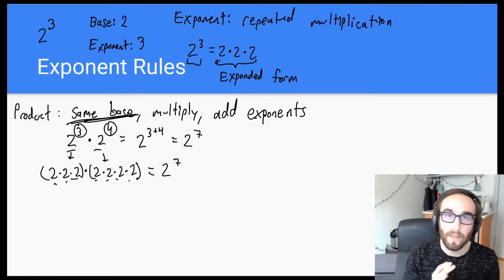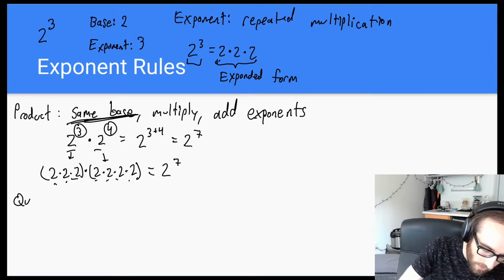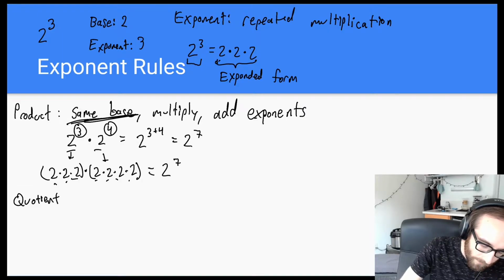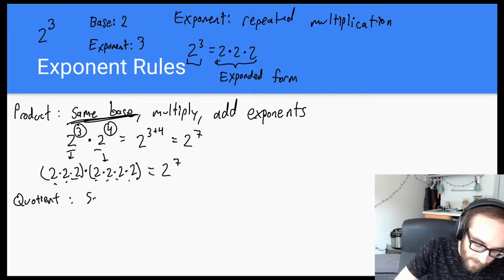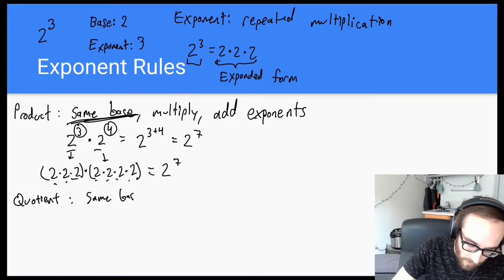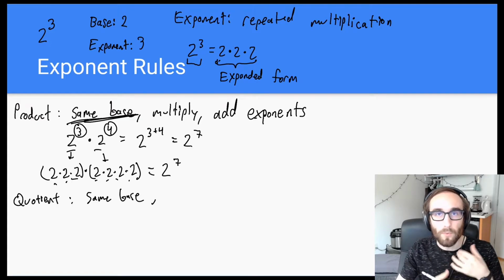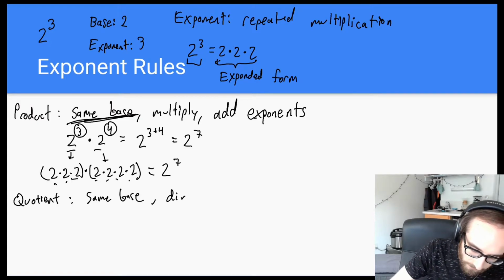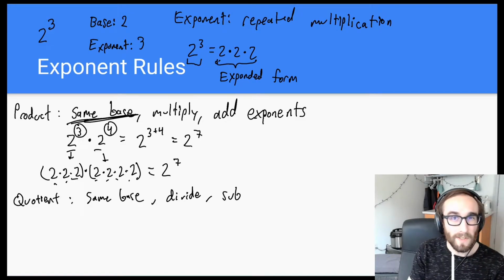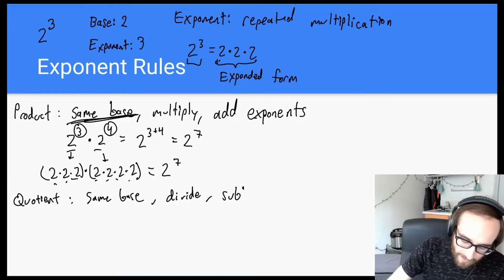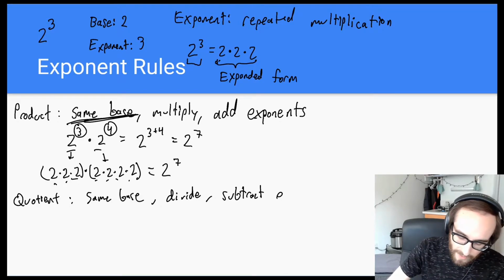Next, we're going to take a look at the quotient rule, which is similar. Again, we need to have the same base when we use the quotient rule. A quotient is when we divide something. That's when we use the word quotient. So we're dividing. It's kind of like the opposite of the product rule. Instead of adding the exponents, we will be subtracting the exponents.